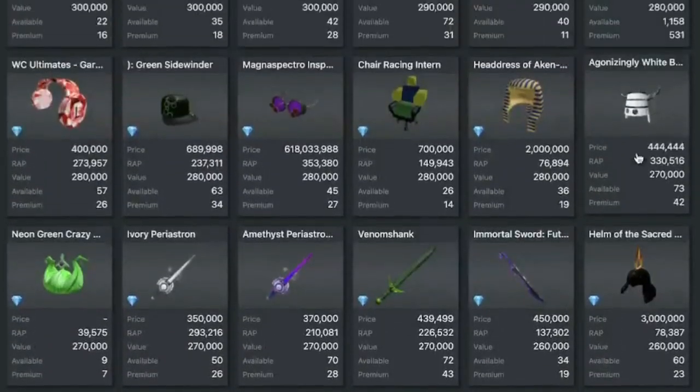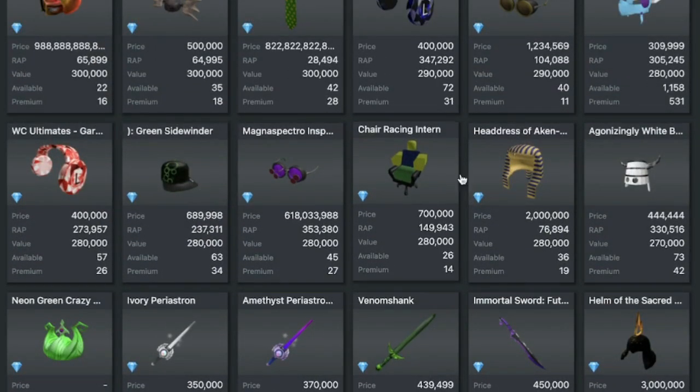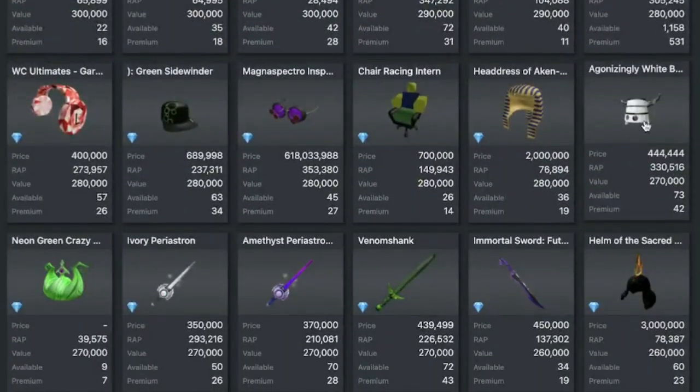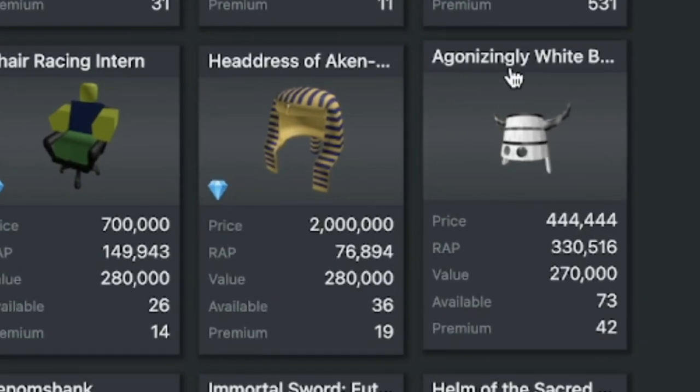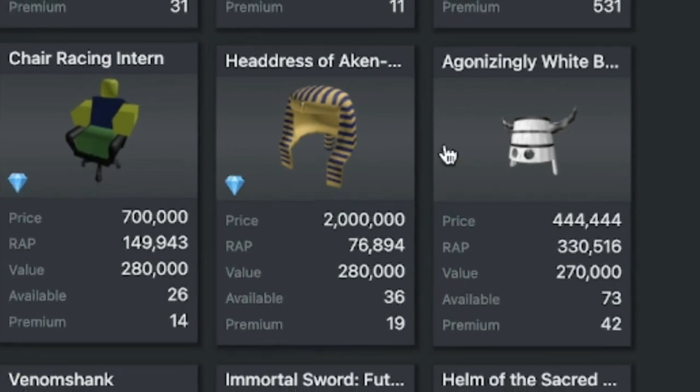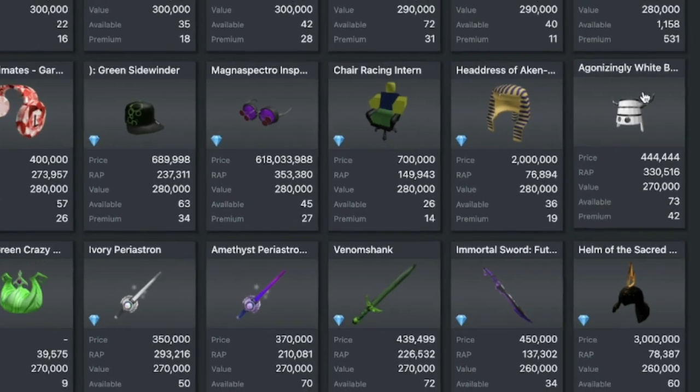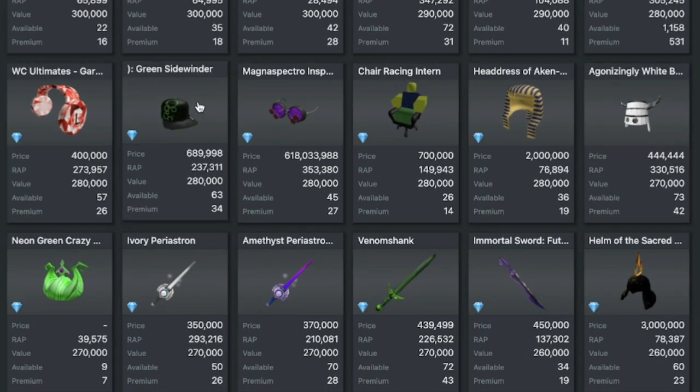And then if we look around a little bit more, we might see an item such as Agonizingly White Bucket. This item could probably be considered to have a normal demand, mainly because people actually like this Agonizingly White Bucket, and even though it doesn't have that many copies, people still do trade for it, and every so often it will sell, unlike Chair Racing Intern. Another item that could be considered normal demand is Green Sidewinder. Although it does not sell very often, it does go through trade circulation pretty often, so you could argue that this item has normal demand, but according to Rolimon's it's a low demand. But like I said, I'm just trying to give you examples.